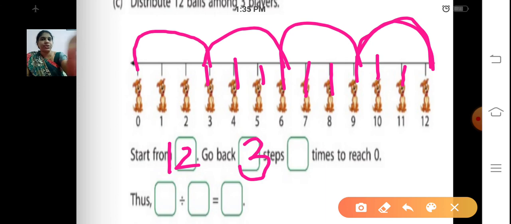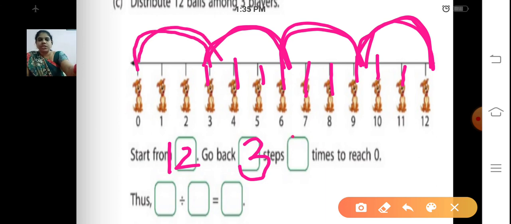And from 9 again 3 steps backward, 8, 7, 6. Then from 6, 5, 4, 3. Then 2, 1, 0. So how many times? 1, 2, 3, 4. So 4 times to reach 0. Start from number 12. Go back 3 steps.